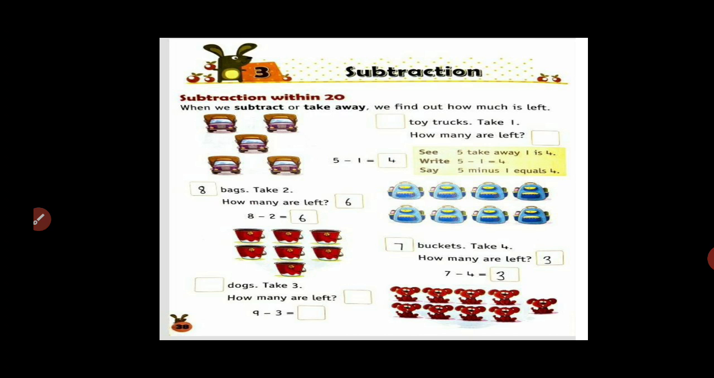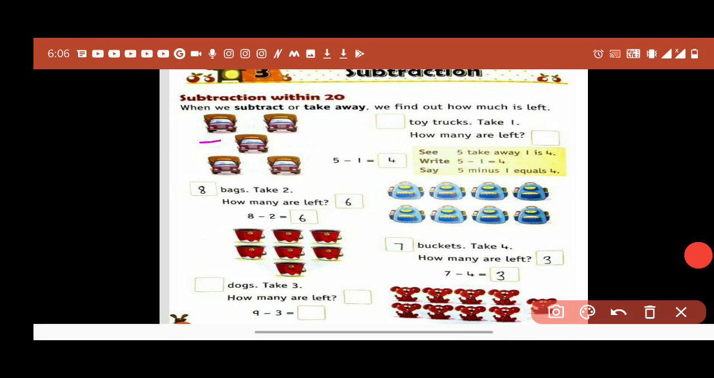Open page 38. Over here, we have to subtract. So first of all, when we subtract or take away, we basically find how much is left. In this first example, if you see, there are some trucks. Let's find out how many trucks are there. 1, 2, 3, 4, 5. 5 trucks. Take 1. Let's take 1 truck away. Taking 1 means let's just cut 1 truck. How many trucks are left? 1, 2, 3, 4. Only 4 trucks left. Or you can also use your finger method to do.